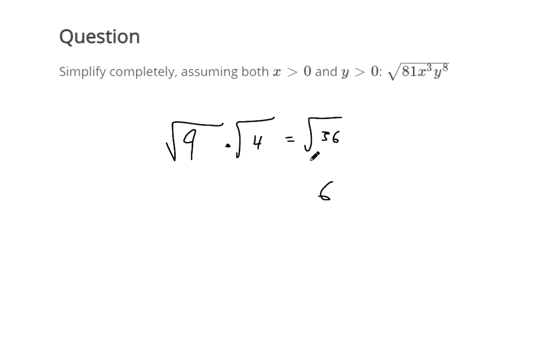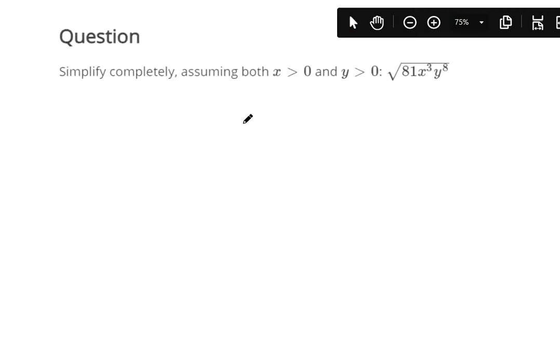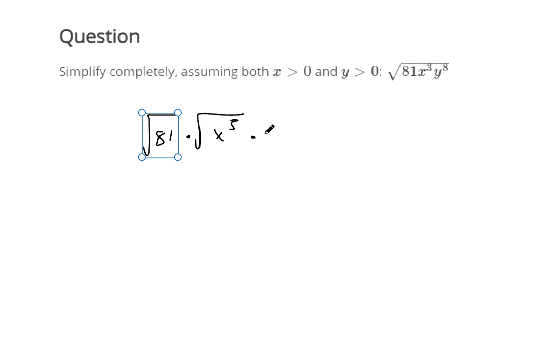So you can multiply inside the square roots, which means we could do the reverse. We could break this up into separate square roots. Okay, so we can make this square root of 81 times the square root of x to the third times the square root of y to the eighth. Now, a square root means a 1/2 power. Actually, let's do this first. Square root of 81, that means a number that multiplies to itself to make 81. So that's 9.